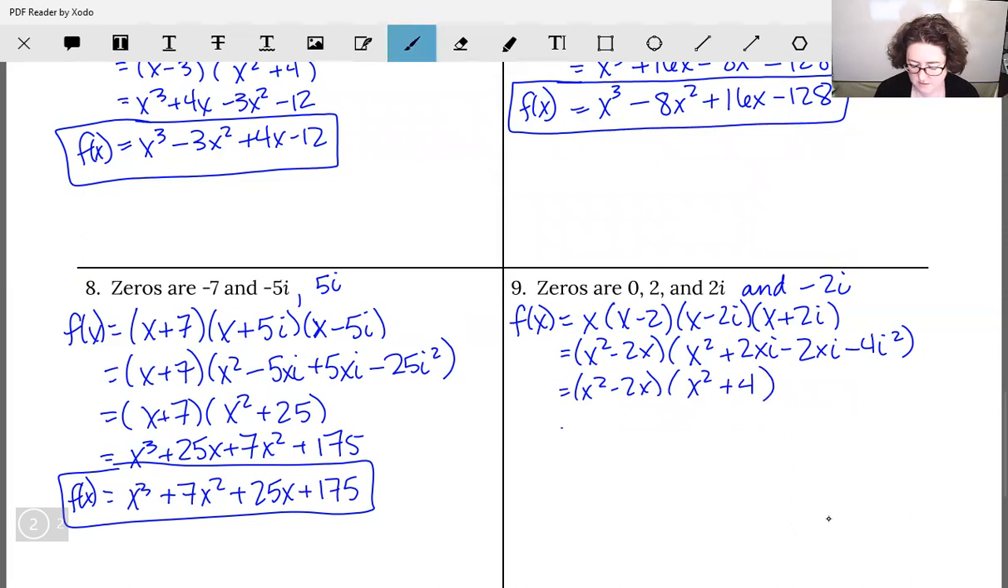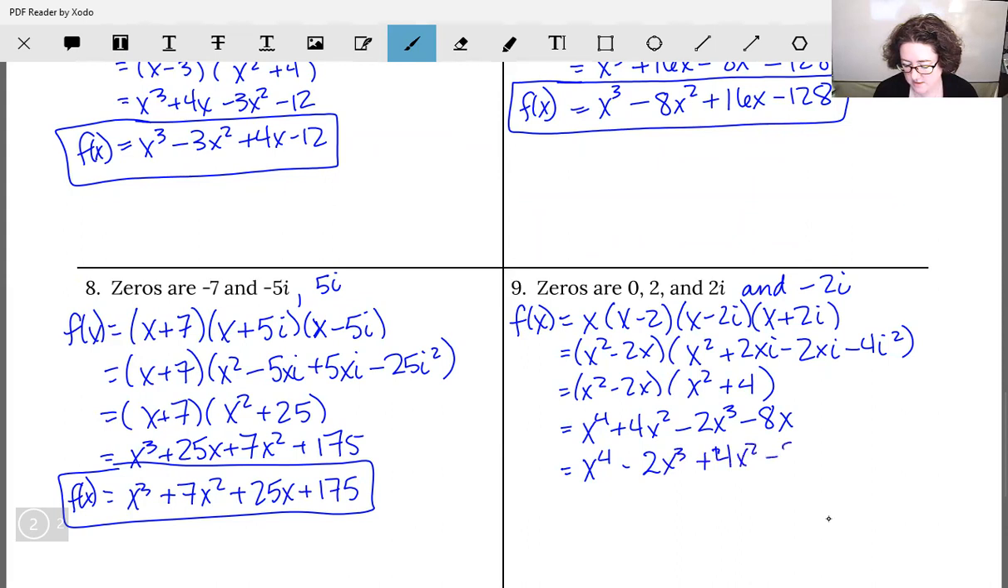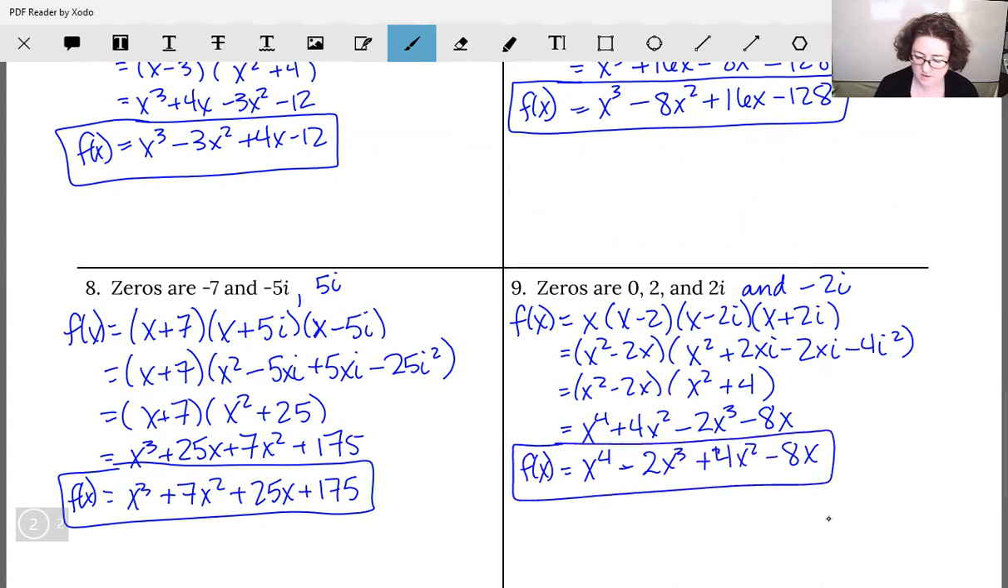Now distribute. So distributing the x squared, I get x to the 4 plus 4x squared. And then the negative 2x, so negative 2x cubed minus 8x. And then rewrite, so everything's in descending order with your exponents. So x to the 4 minus 2x cubed plus 4x squared minus 8x. So this one doesn't have a constant term at the end, but that's okay. And there is our function.